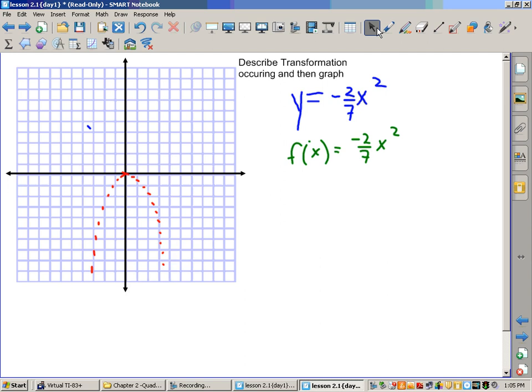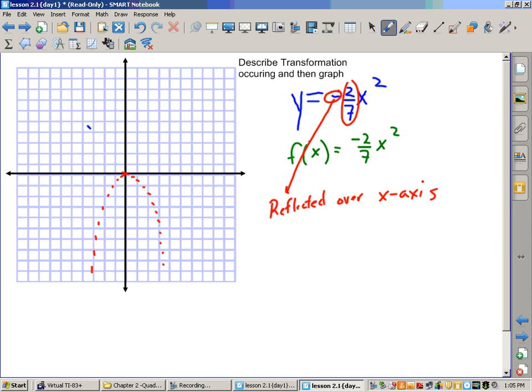There, that's what I wanted to see. I wanted to hear the math. Because this negative right here reflected over the x-axis. That was reflected over the x-axis. That was what the negative did. What did the 2/7 do to the function? Vertically compressed it.